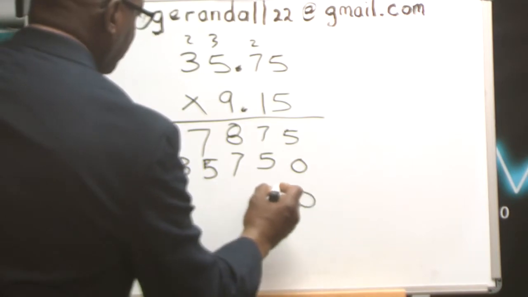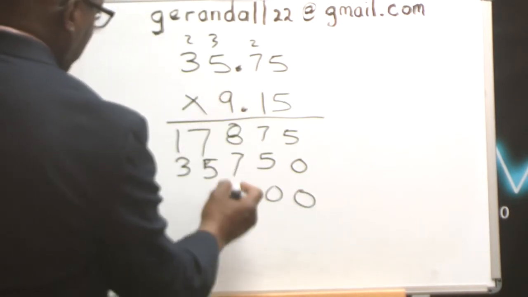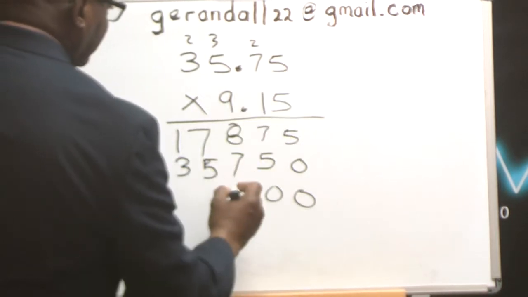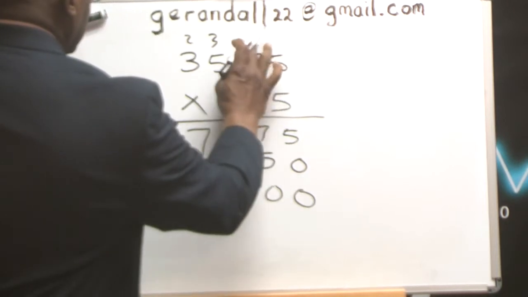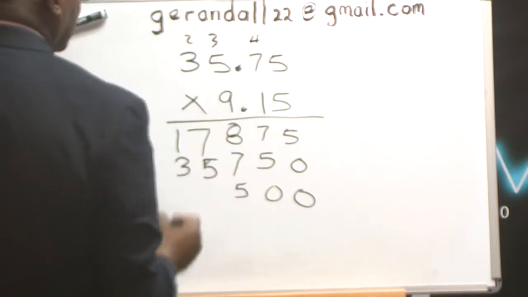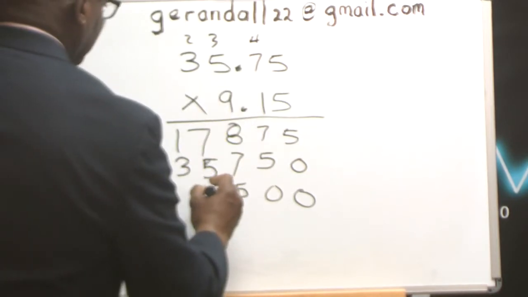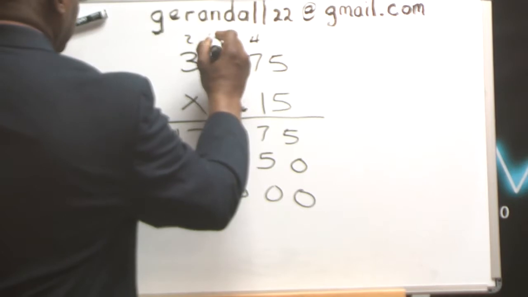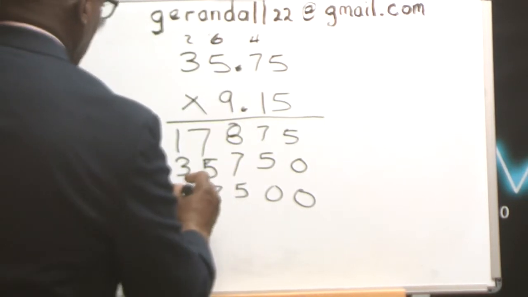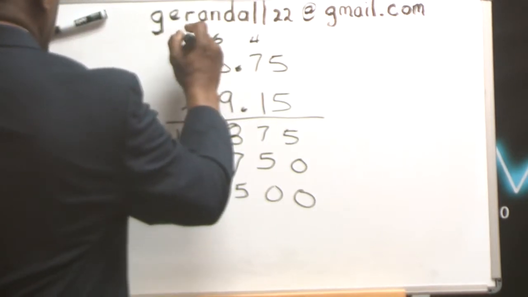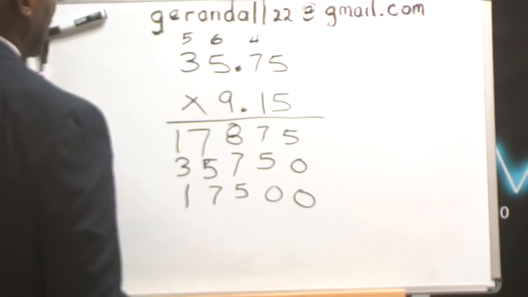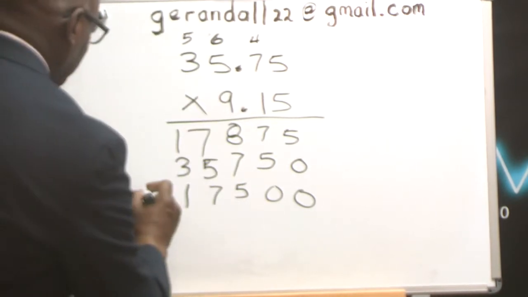And now we got 2 spaces because we're now working here. 9 times 5, 45. Carry 4. 9 times 7, 63, plus 4 is 67. Carry 6. 9 times 5 is 45, plus 6 is 51. Carry 5. 9 times 3 is 27, plus 5 is 32.